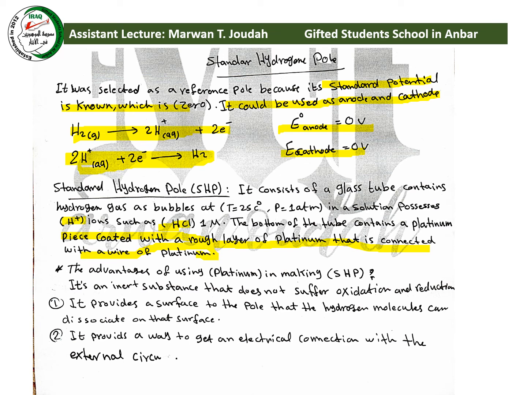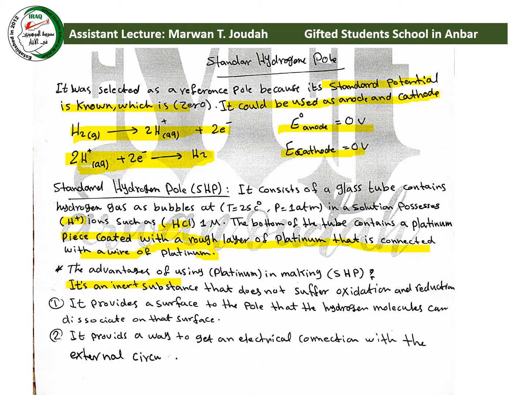The advantage of using platinum in making the SHP, or standard hydrogen pole, is that it's an inert substance. This is really important, that it does not suffer oxidation or reduction. So that's why we use platinum. If it acted as a reducing or oxidizing agent, or if it went through an oxidation or reduction process, then we could not use it. So we need to use an inert source for that.